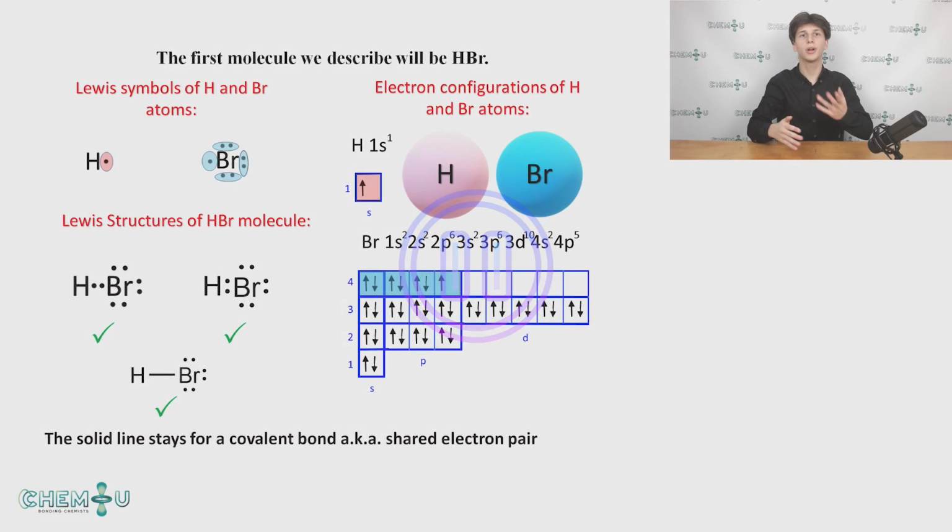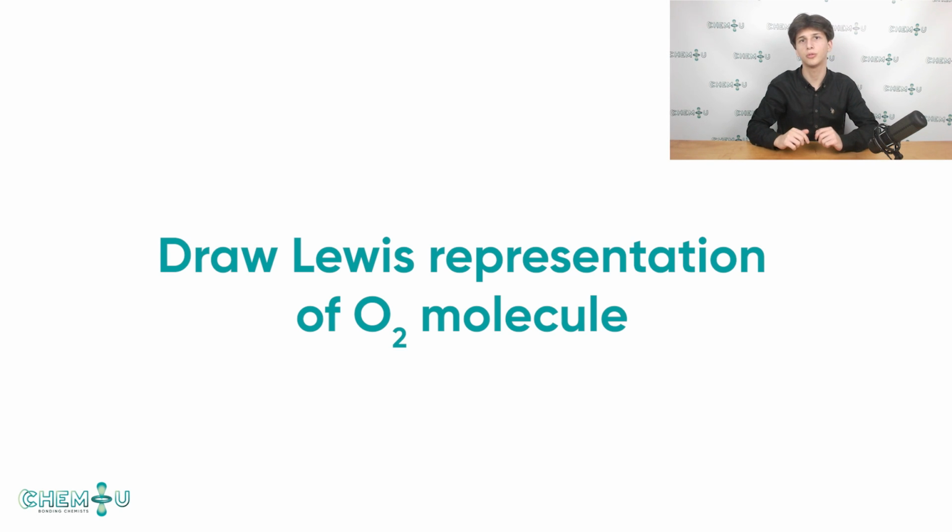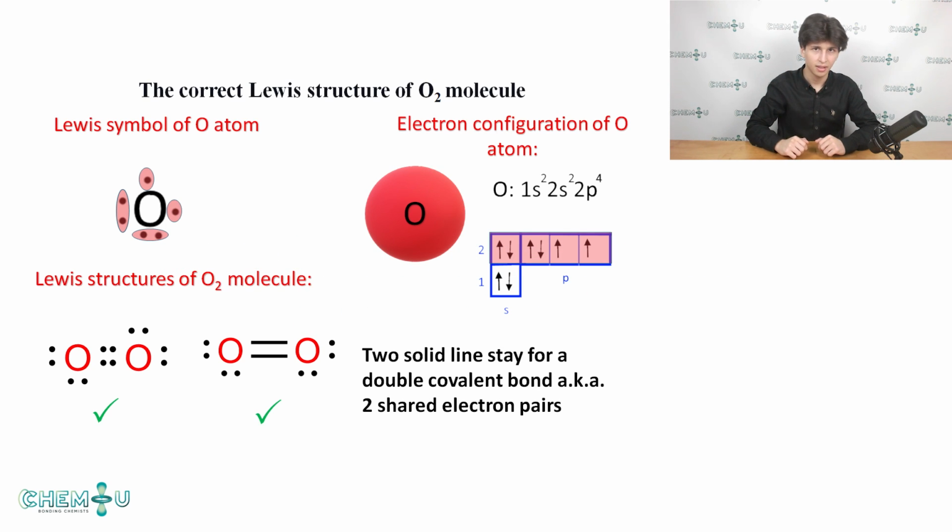Well, now it's your turn. Pause the video and try to draw the Lewis structure of the O2 molecule. Done? Let's check together your solution. The electron configuration of the oxygen atom is shown now on your screen. The corresponding Lewis symbol is given on the left-hand side of the slide. Finally, the Lewis structure of O2 is given now at the bottom.